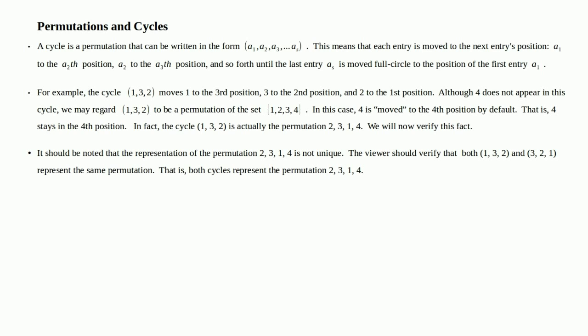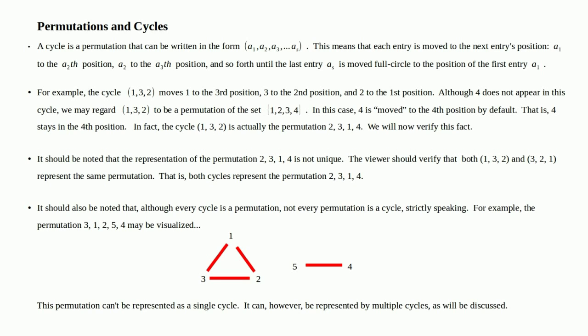Okay, so it should be noted that the representation of the permutation 2, 3, 1, 4 is not unique. That is, the representation in cycles is not unique. The viewer should verify that both 1, 3, 2, which is the cycle we were dealing with, and the cycle 3, 2, 1 represent the same permutation. So if you were to do the same procedure on the cycle 3, 2, 1, you would find that it is the same ordering of the numbers 1 through 4. So both cycles represent the permutation 2, 3, 1, 4.